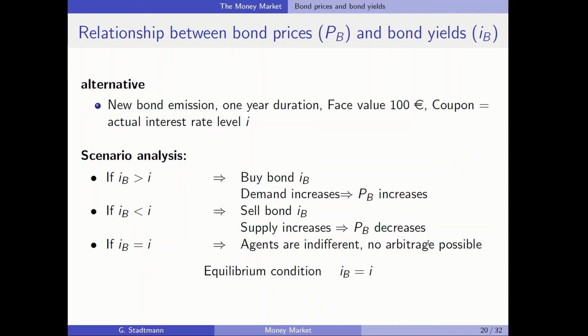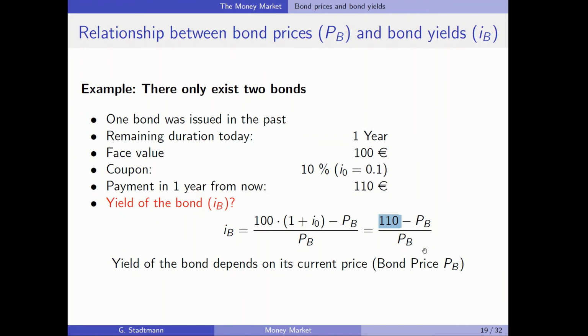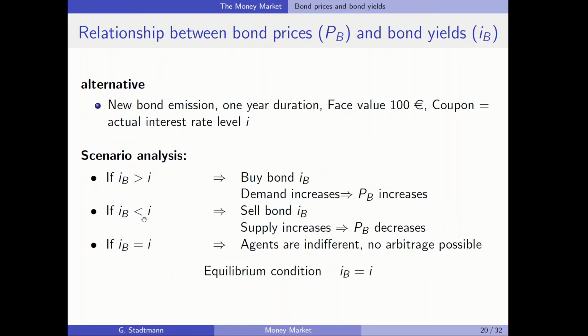They would buy the old bond with a higher yield, and therefore the demand for this bond would increase and the price of this bond would increase. But when the price of the bond increases, the yield of this bond would decrease. The higher the bond price, the lower the yield. In case that the yield of the old bond is smaller than the yield of the new bond, then people would sell the old bond, the supply of this bond would increase, the bond price would decrease, and this would affect the yield of the old bond. The yield of the old bond would increase.